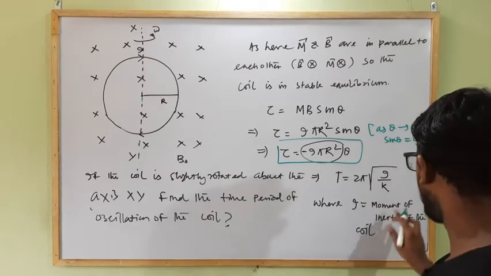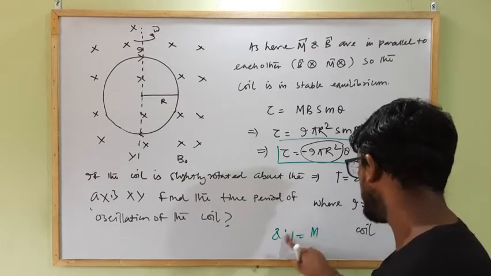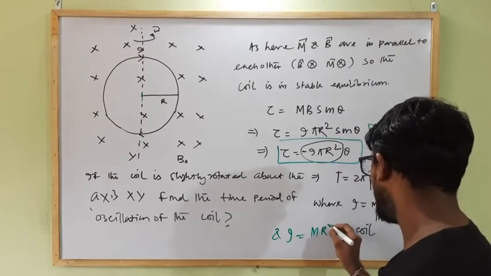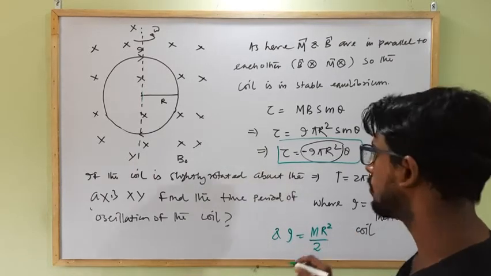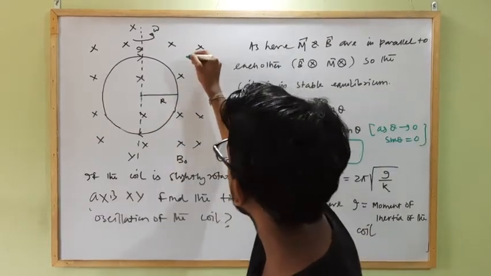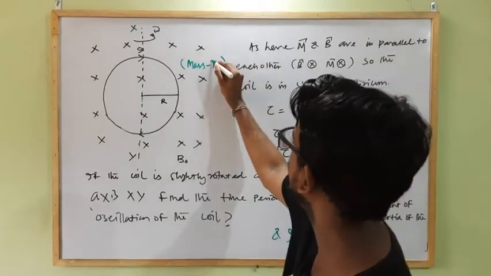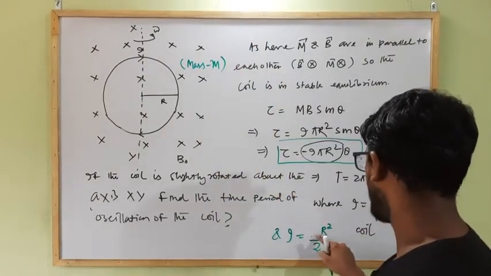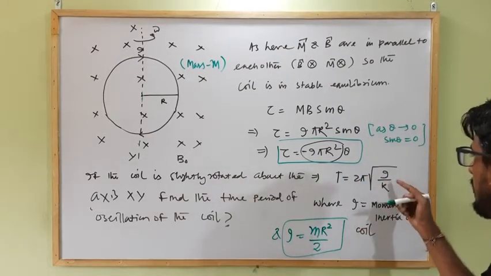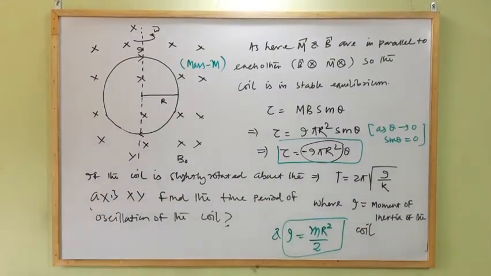So the moment of inertia I equal to the mass of the current carrying loop into radius r square by 2. If the loop gets rotated about it, the radius is r and the mass is given as small m, so it will be m r square by 2. Clear? So now putting I over here and k from this, we will get the time period of the oscillation.